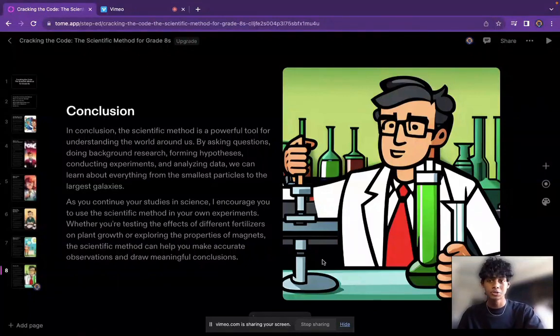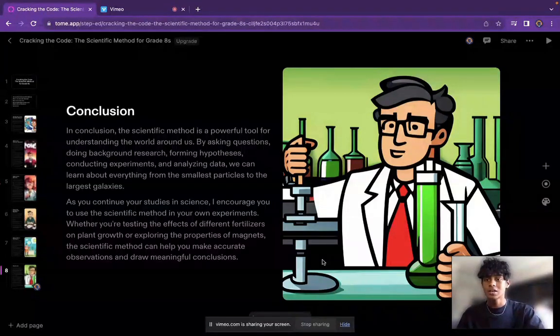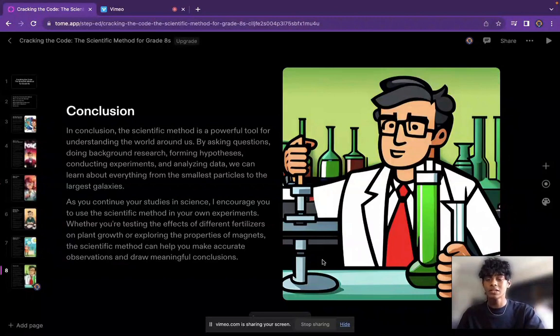Lastly, your conclusion. In conclusion, the scientific method is a powerful tool for understanding the world around us. By asking questions, doing background research, forming hypotheses, conducting experiments, and analyzing data, we can learn about everything from the smallest particles to the largest galaxies.